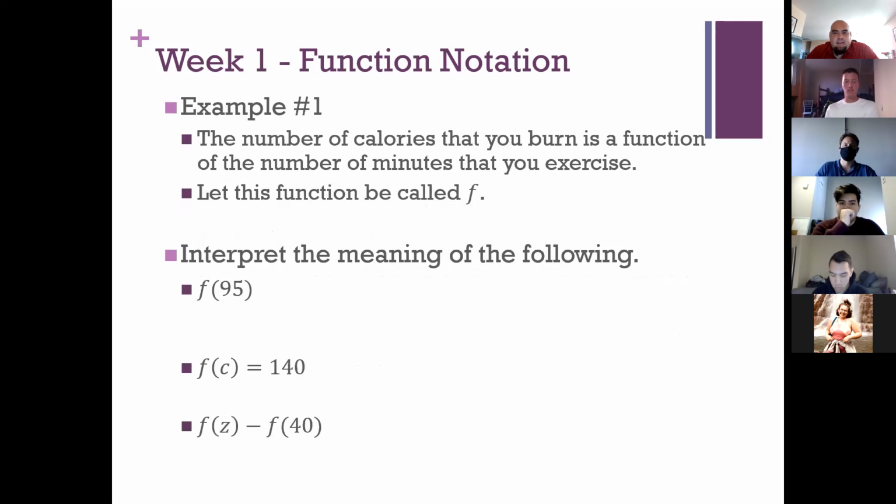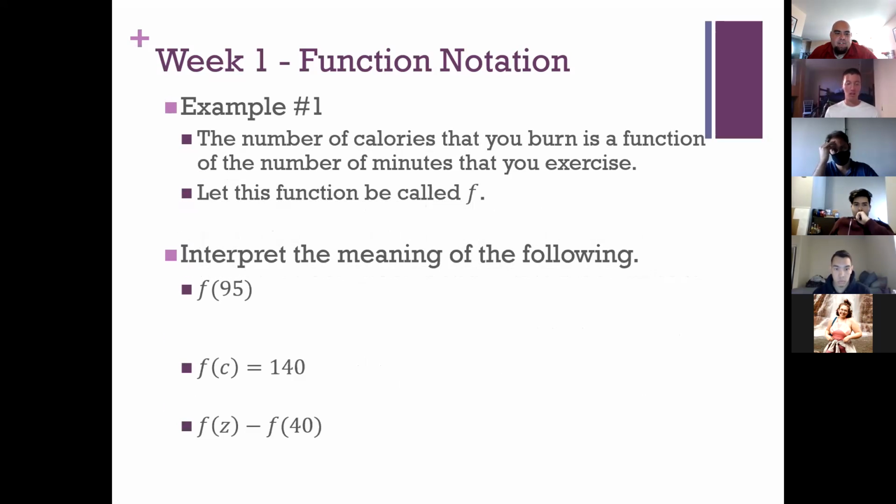So having said that, let's look at a context here. In this first example, let's say the number of calories that you burn is a function of the number of minutes that you exercise. So we'll call that function f. I have told you what the independent variable represents, and I have told you what the dependent variable represents.